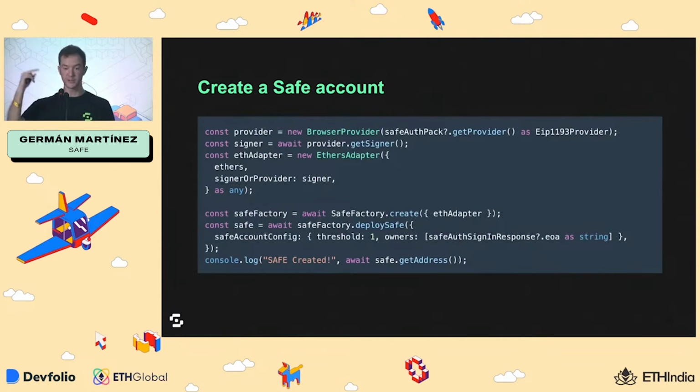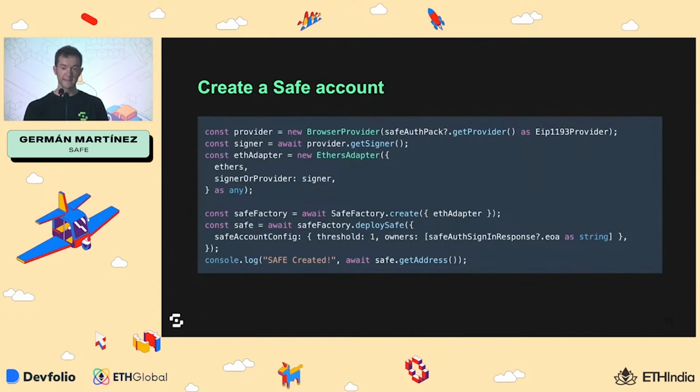And here, one of the most important things, you can create a safe account. If we go from the bottom to the top, I think that will be easier to follow. At the very end, we see a console log. The safe has been created by calling safe.getAddress. But how do we get that safe? In the previous line, we see that we are calling the safeFactory.deploySafe with some configuration. That configuration is the threshold, which is 1 in this case, and the list of owners, the signers. Here, we want to use the EOA we got from the MPC. So we are calling SafeAuth signIn response.eoa. That will be the address.